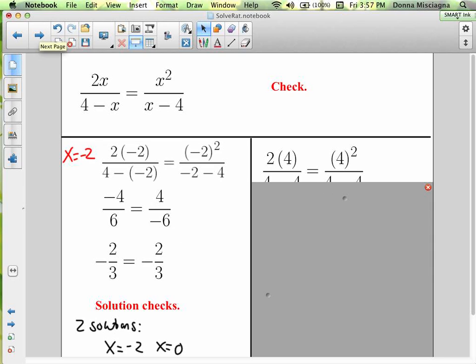All right, so if we plug in the negative 2 here, we have 2 times negative 2 divided by 4 minus negative 2 equals negative 2 squared divided by negative 2 minus 4. And so now we simplify. 2 times negative 2 is a negative 4 over 6 equals, and now on the other side we have negative 4 over 6, which is negative 2/3 and negative 2/3. So that solution checks. Right, so actually I'm going to get rid of this. And I'm going to go over something else.